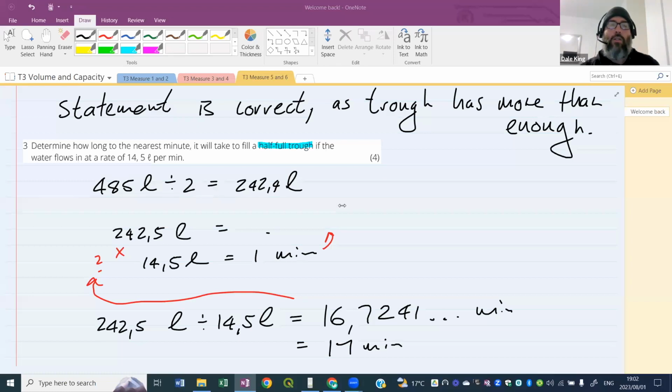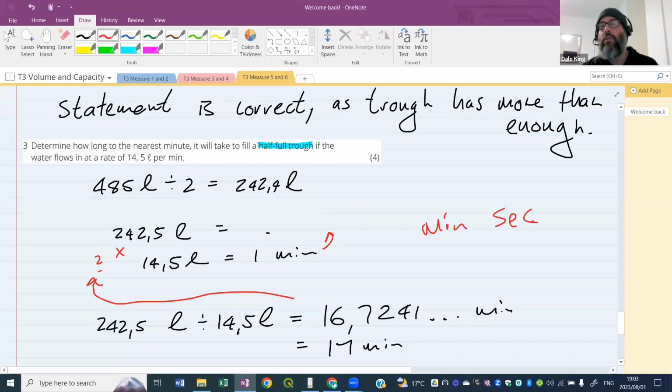We don't need to. They're not asking for the answer in minutes and seconds. They're not asking for the answer in that format. They're saying whatever you get here is your decimal. Quickly round that up to the nearest minute. So we don't need to go to minutes and seconds unless the question wants us to. We just take our decimal minutes and round up. So if it's 16,7, go to the nearest minute, which is 17 minutes.